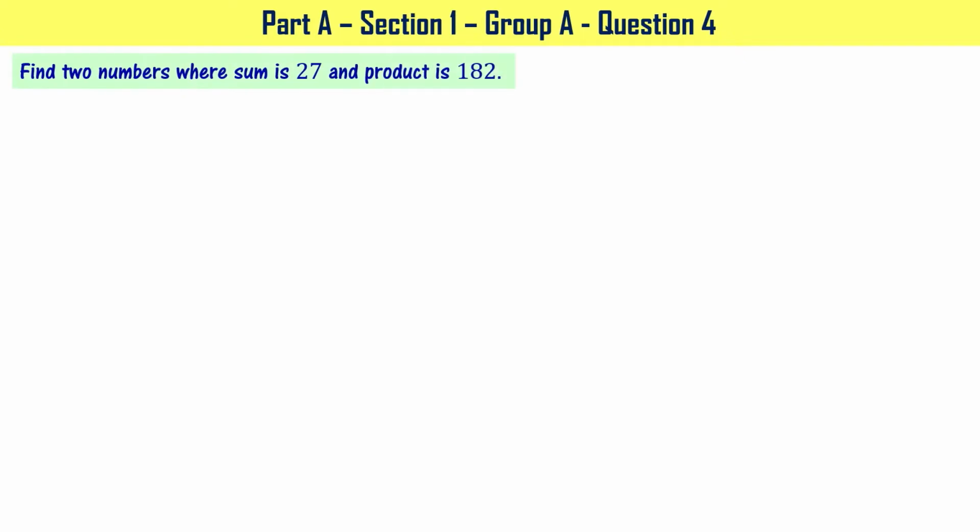Let us solve the next problem. That is question number 4. Find two numbers whose sum is 27 and product is 182. This problem can be solved by making use of the formulas we have given for sum of zeros and product of zeros, right? But here I am taking a different approach altogether. Let's assume that these two numbers are x and y. Since their sum is 27, I can say that x plus y equal to 27. And their product is 182. It means x times y equal to 182, right?